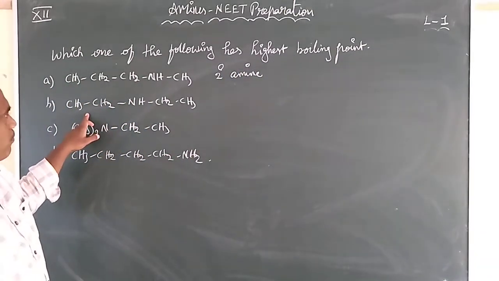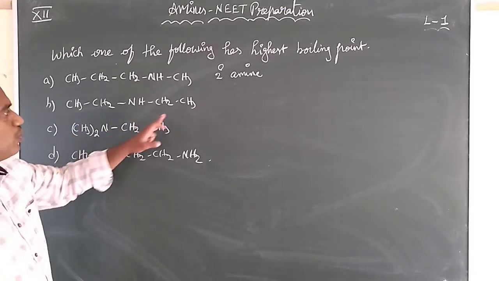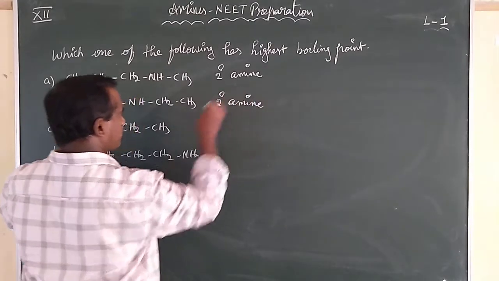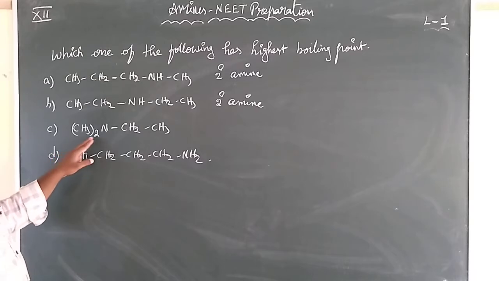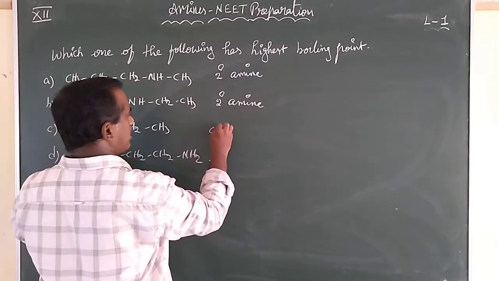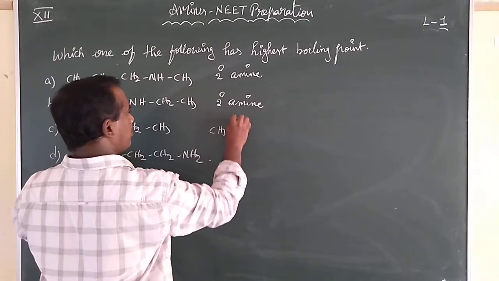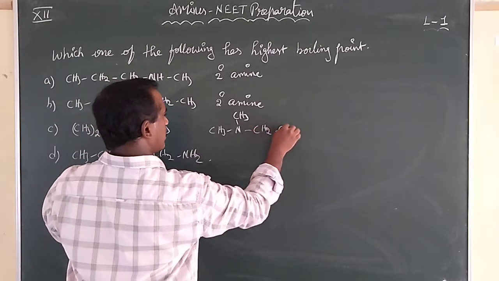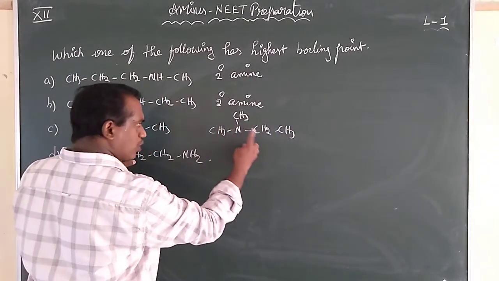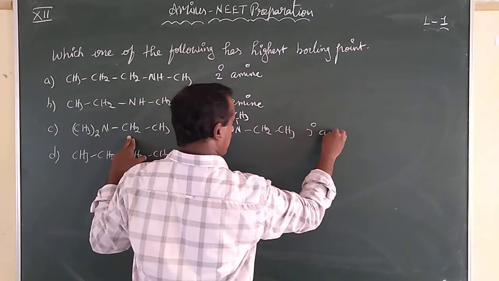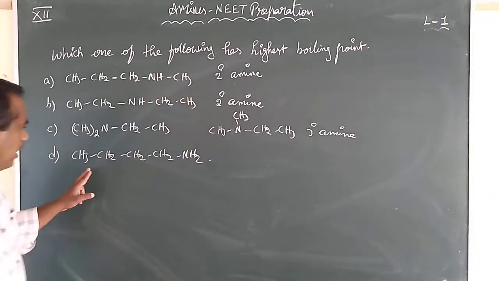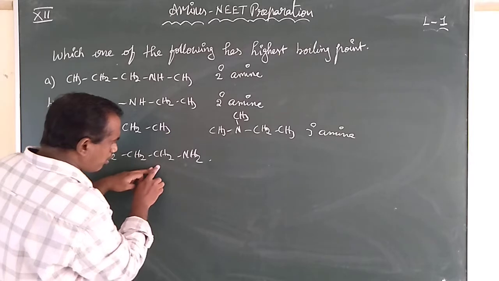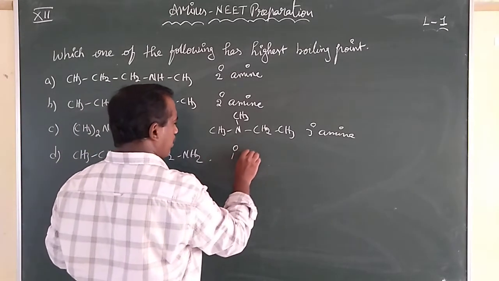Coming to option B, CH3, CH2, NH, CH2, CH2. Here also nitrogen is bonded to two carbons and this is also a secondary amine. Coming to option C, CH3 twice NH, which can be written in open structure. The nitrogen is bonded to two methyl groups, then it is bonded to CH2, CH2. Here nitrogen is bonded to 3 carbons, hence this is a tertiary amine. Option D. 1, 2, 3, 4 and the nitrogen is there. In that case, this nitrogen is bonded to only 1 carbon. Hence this is a primary amine.